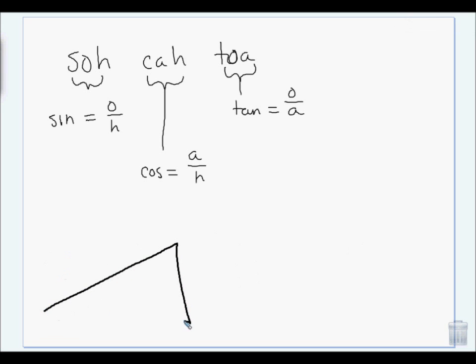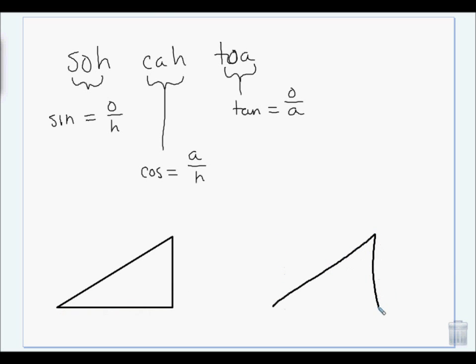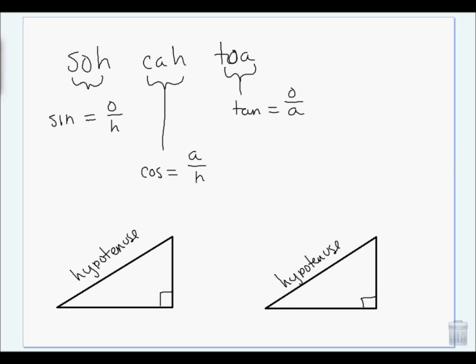Now, we never take sine, cosine, and tangent of the right angle, only of the acute angles, so the other two angles. Okay, this is the hypotenuse. This is always the hypotenuse. Now here's what happens. If I want to use this angle here, this is opposite, and this is adjacent.